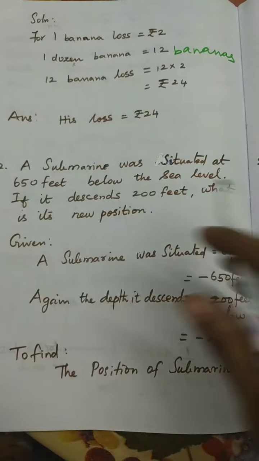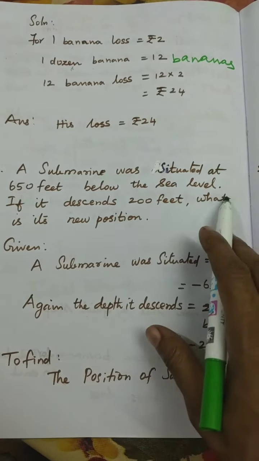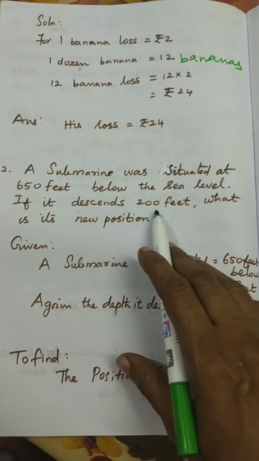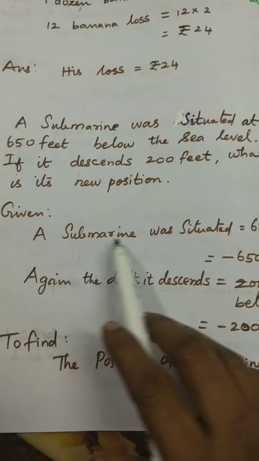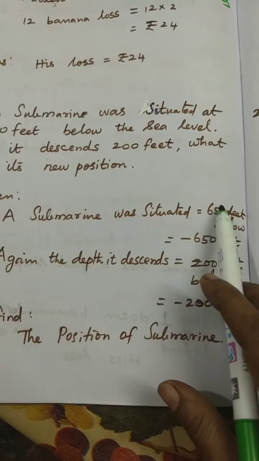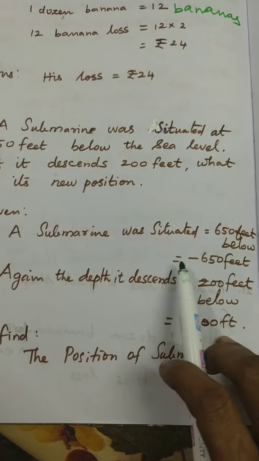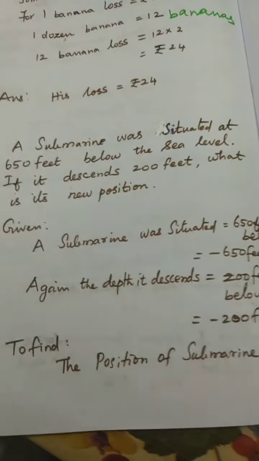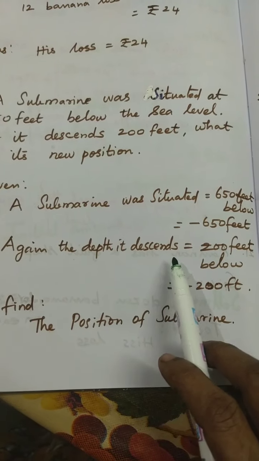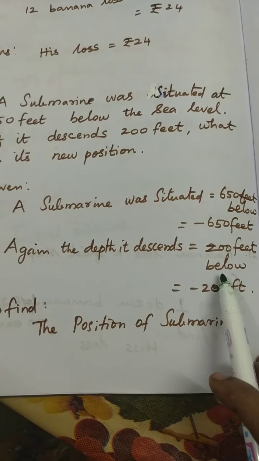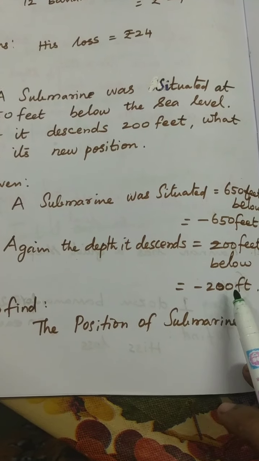Then the 22nd sum. A submarine was situated at 650 feet below the sea level. If it descends 200 feet, what is its new position? Given, the submarine was situated 650 feet below. Below means minus 650 feet. It is depth 650. So again it descends 200 feet below. So again it is going below 200 feet, that is minus 200 feet.